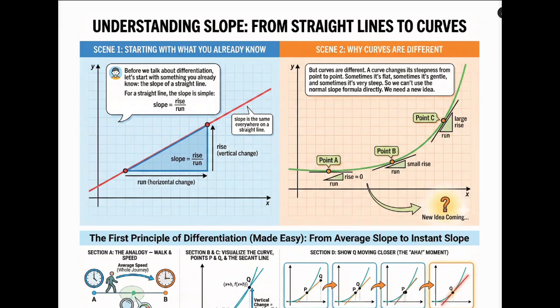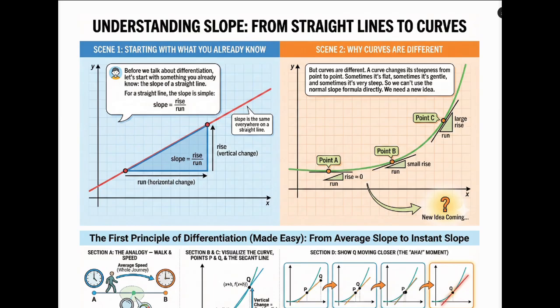Today we are going to talk about the introduction to differentiation. First, let us start from something familiar: the slope of a straight line. So the slope of a straight line is calculated by using the formula of rise over run.